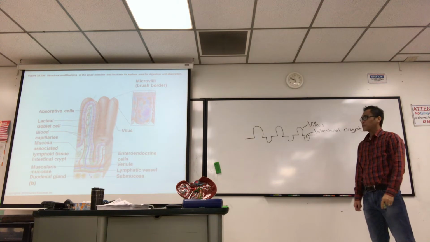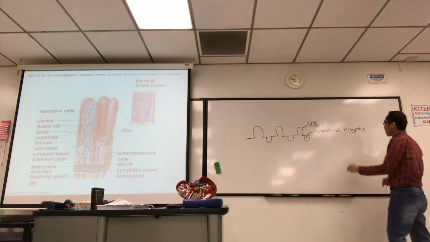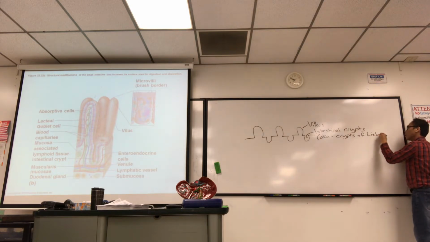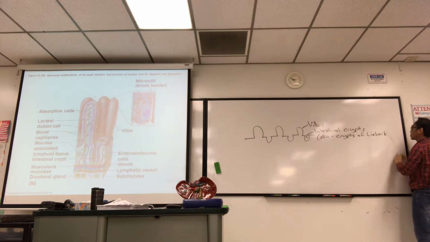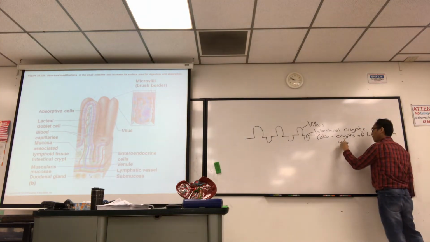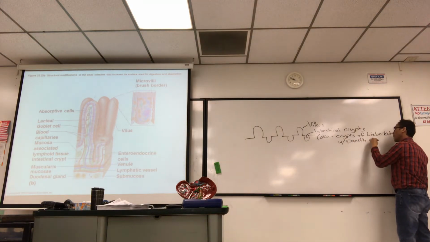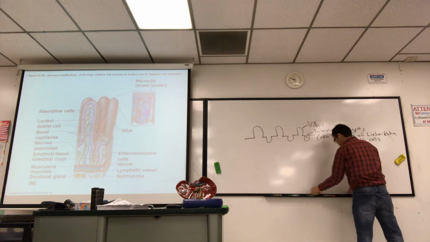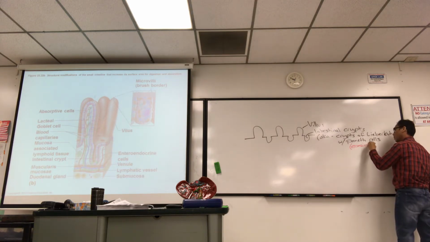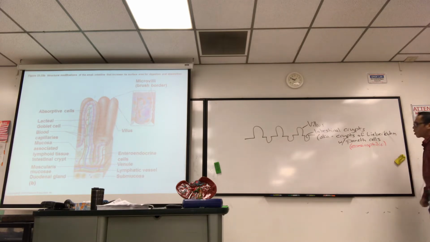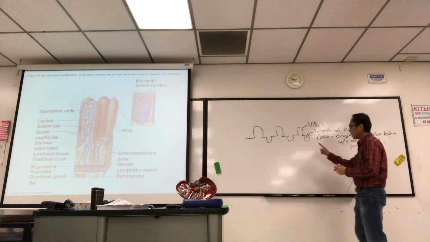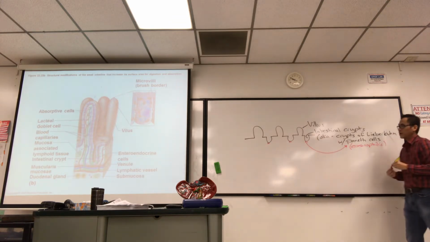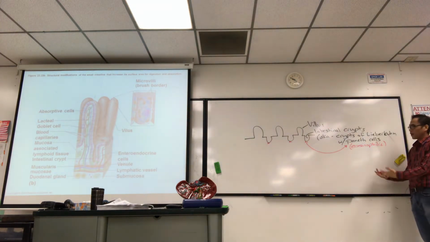The fancy name is the crypts of Lieberkuhn, and they have Paneth cells. The Paneth cells, these cells are eosinophilic, so they always stain red on histology. The secretions help absorption. They're always found in the base of the pit. So I'll draw like little red cells here. So make the connection. Paneth cells are red. They're at the base of these crypts of Lieberkuhn.